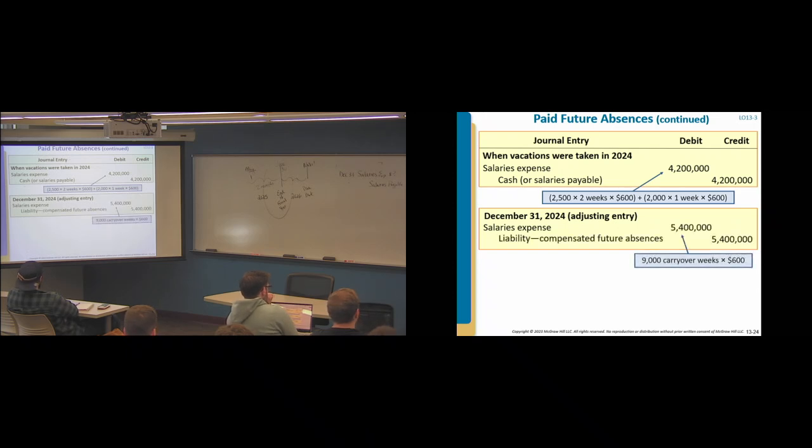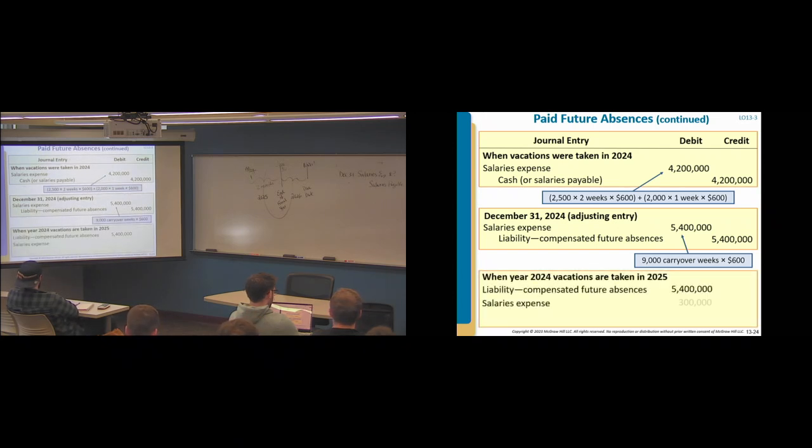And you'll notice I had debit salary expense, salaries payable. To separate these types of payments, these future absences, they're using an account that's still a liability account, it just has a different name than salaries payable, right? So it's still a debit to salaries expense, a credit to an account called liability for compensated future absences. And the calculation: you had 9,000 carryover weeks at $600 a week, and there's your number there. Again, I won't have you guys do this, but let's make an assumption here.